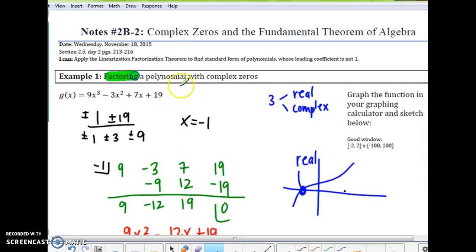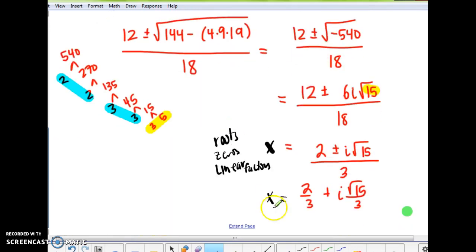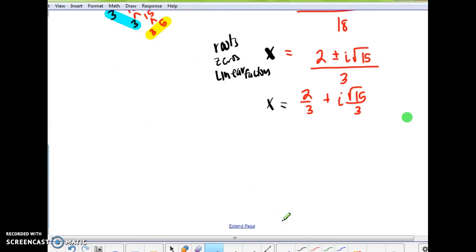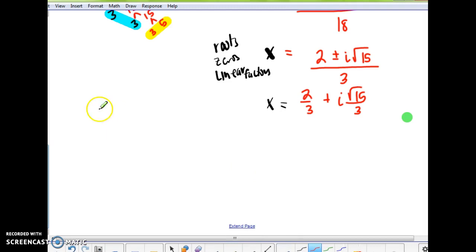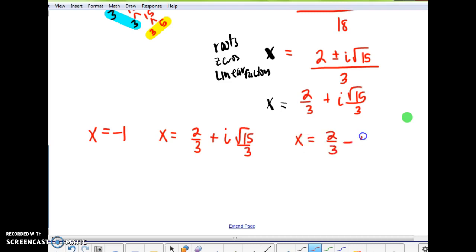So it says factoring as part of our example. In order to factor, you do need to know all of your imaginary parts and all of your real parts in the sense of your zeros. So my first zero is at -1. My next zero is at 2/3 plus i radical 15 over 3, and x equals 2/3 minus i radical 15 over 3. Now this one's going to be easy to get into its linear factor, x plus 1.